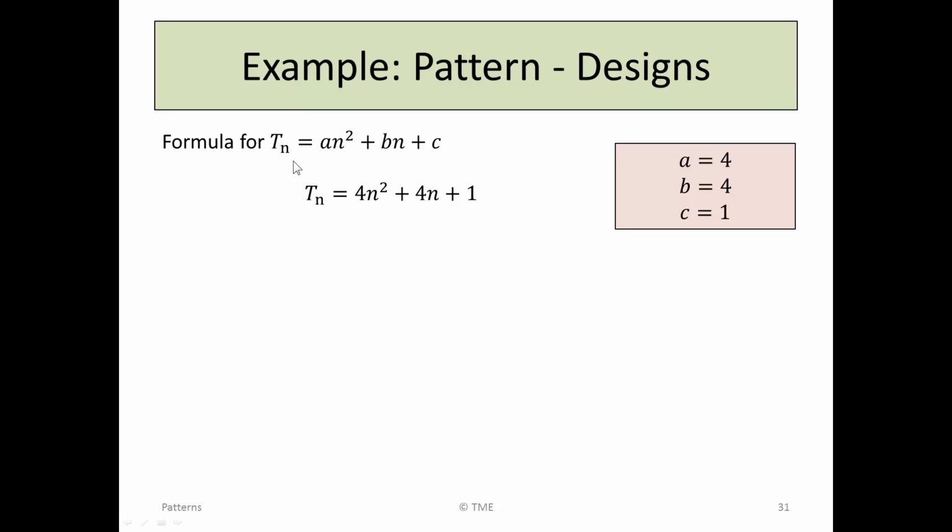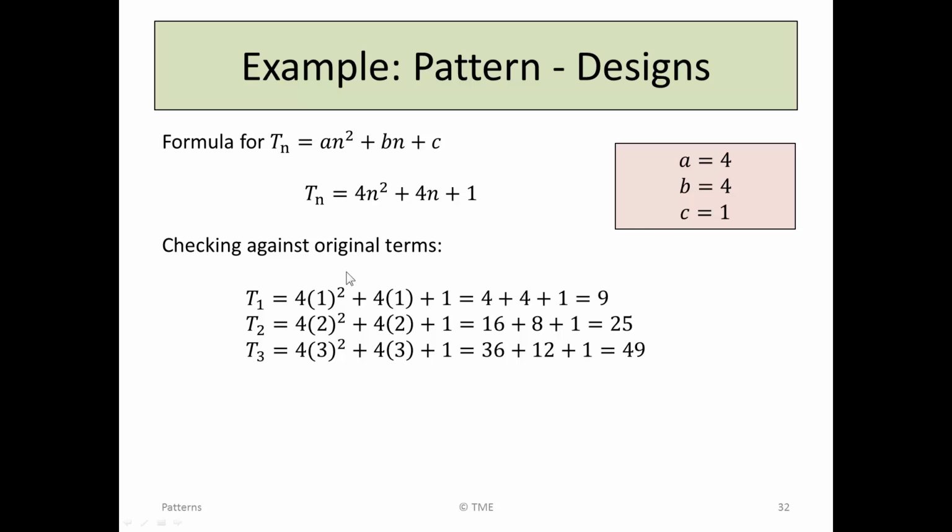So the formula for a quadratic term here is a n squared plus b n plus c, but we know that in this case a is 4, b is 4, and c is 1. So the general term for our set of tiles is 4n squared plus 4n plus 1, substituting a, b, c into these equations.